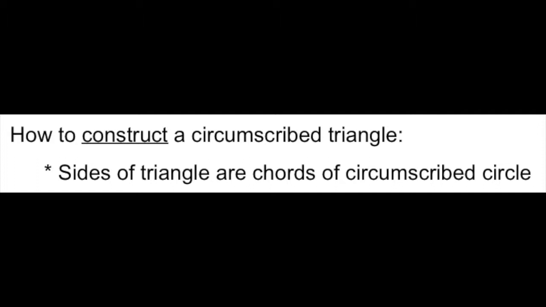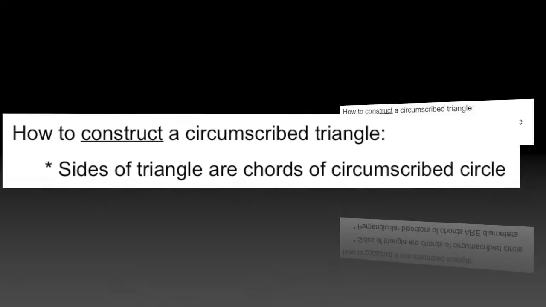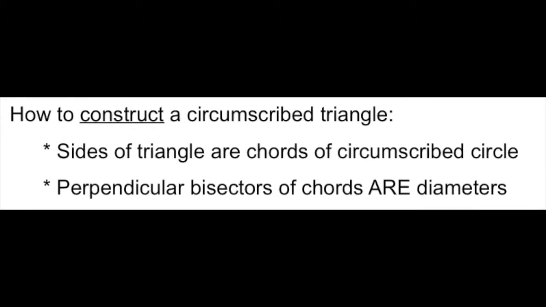How to construct a circumscribed circle. Sorry, that should say circle. First thing you need to know is that the sides of the triangle are going to be chords. What we know about chords, remember, is that the perpendicular bisectors of chords are the same thing as those circles' diameters.